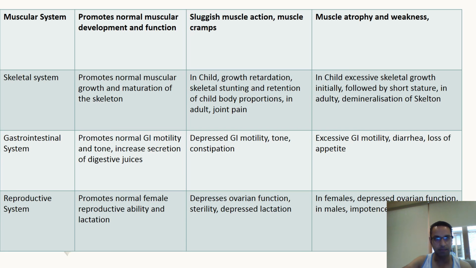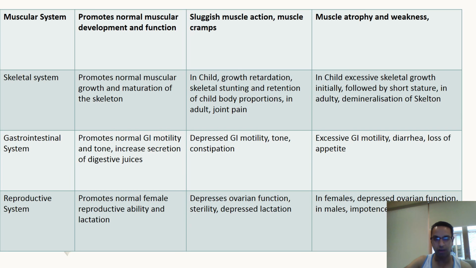So on the muscular system, it promotes normal muscular development and function. When it's hyposecretion, it's sluggish muscle action and muscle cramps. And in the hypersecretion, it's muscle atrophy and weakness. You also need it for the skeletal system, where it promotes normal growth and maturation of the skeleton.